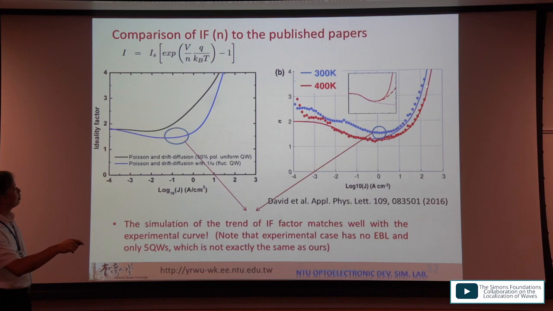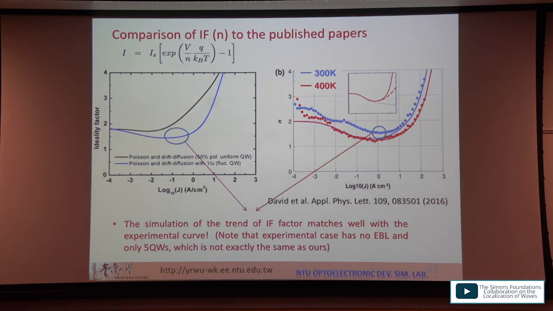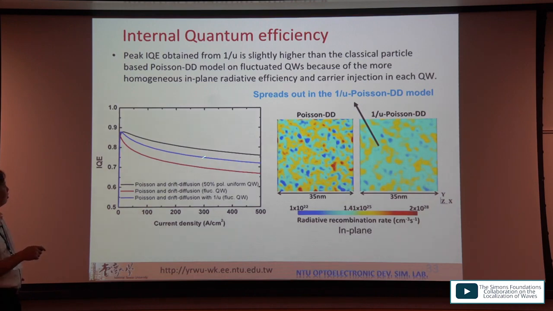Yes, you can see that there is an ideality factor decrease and then increase. But if we don't consider the quantum effect, then we cannot observe this sharp region in the simulation model. And this is IQE. This uses the normal quantum well and fluctuation with 1/u, and the older way we used.